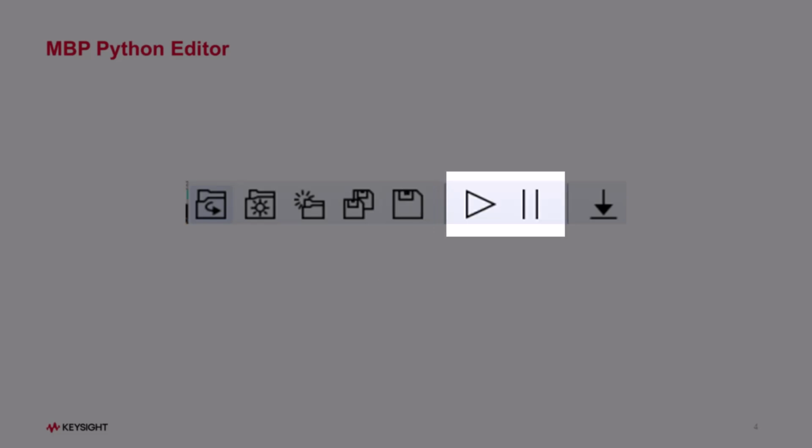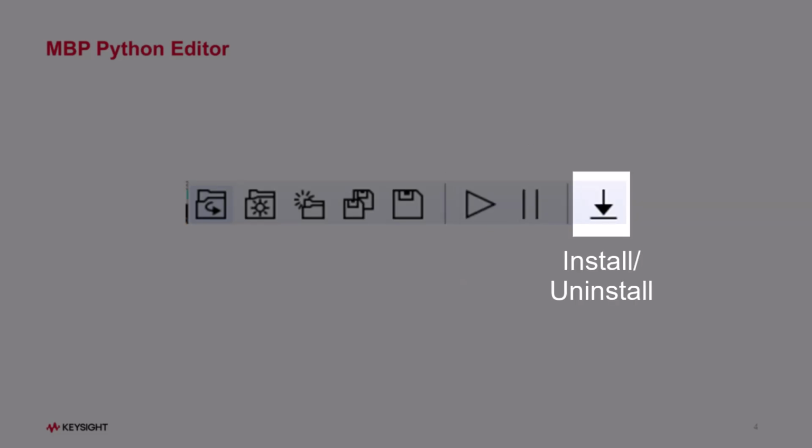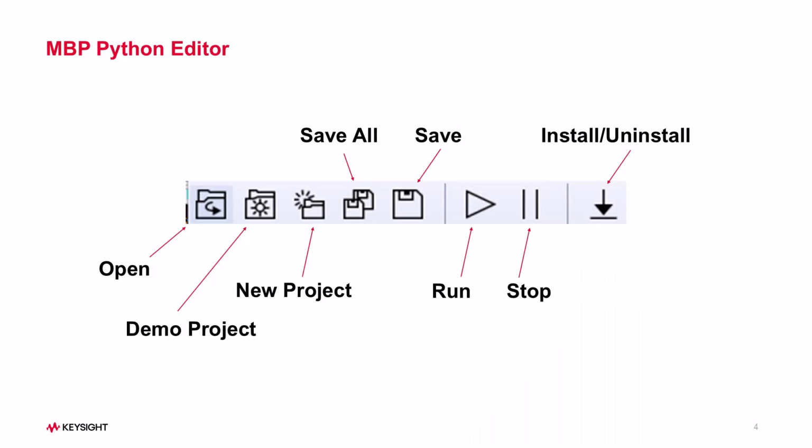The next 2 icons are for execution, run and stop. Use these icons to run Python programs or task groups. The last icon is install or uninstall. This icon allows you to install and uninstall Python libraries in MBP. Use this icon if you need to add missing libraries.